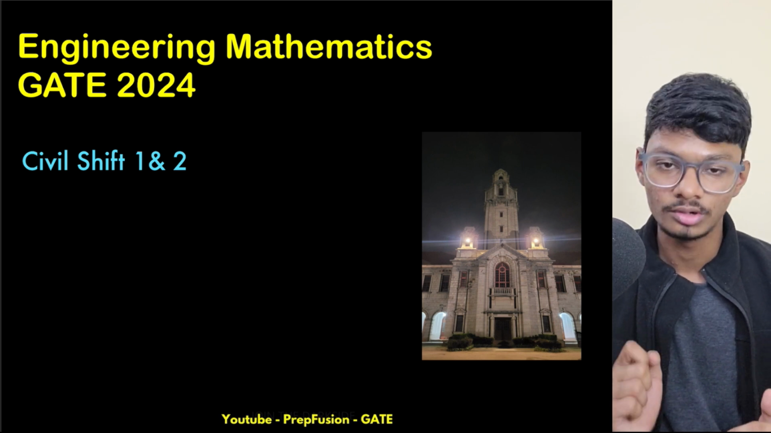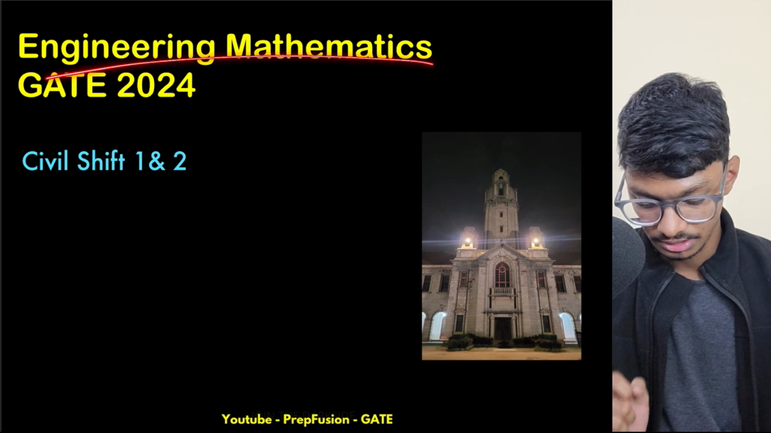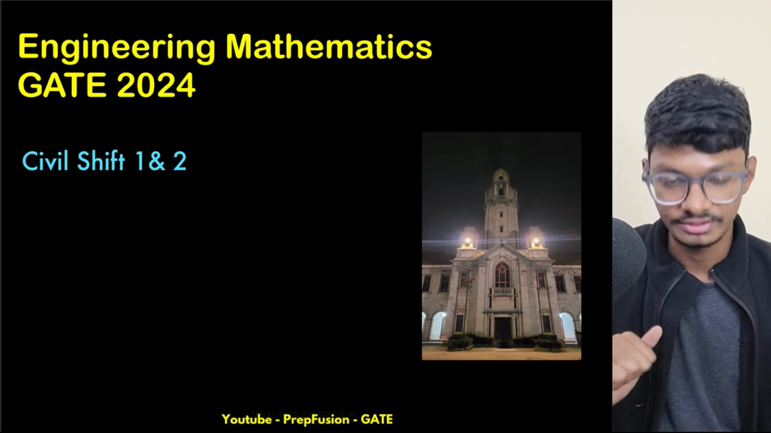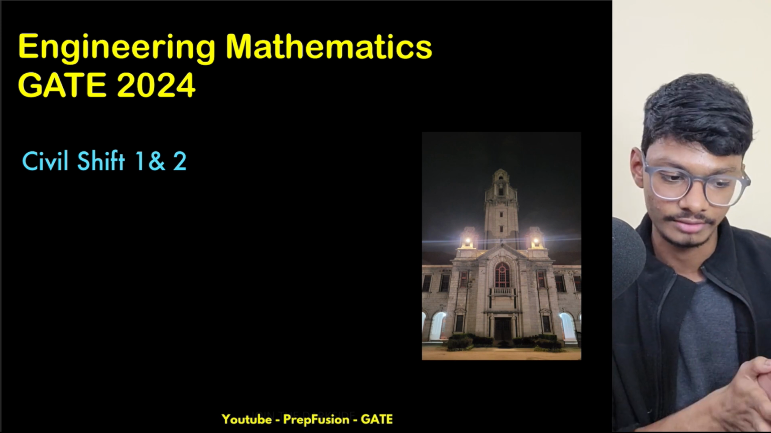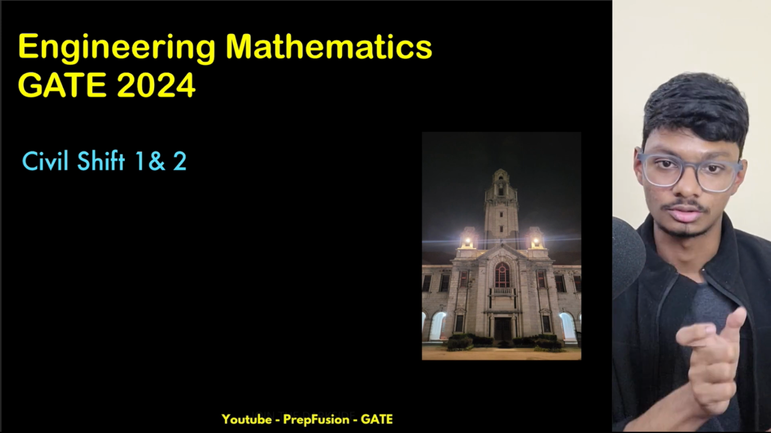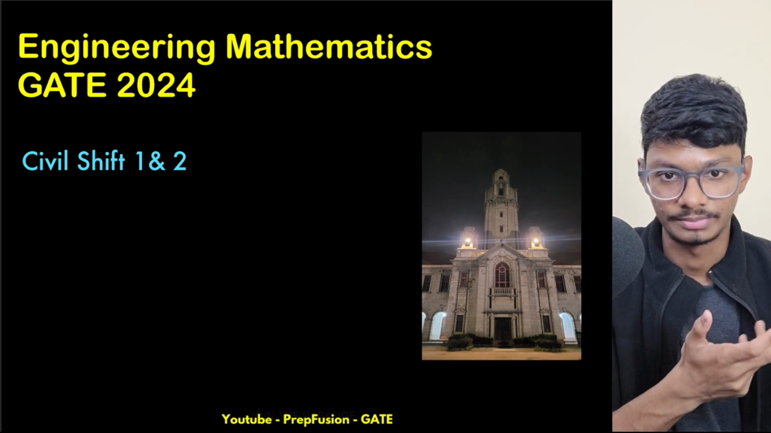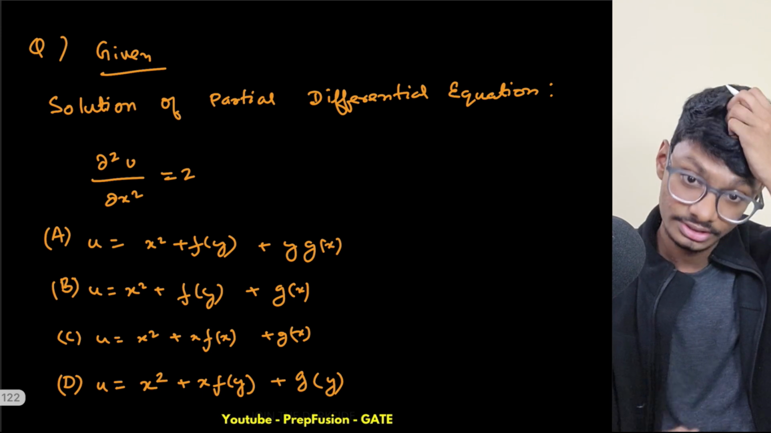I'm Anish, and today we'll be solving the engineering mathematics GATE 2024 questions of civil engineering. This is from civil shift 1 and 2, and if we get enough time, we'll also solve the solutions of the chemical engineering from the mathematics paper. Okay, so yeah, let's start with this question.